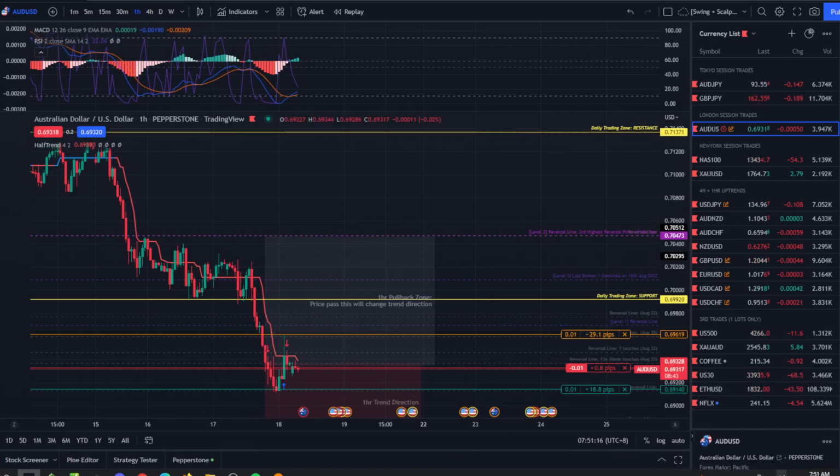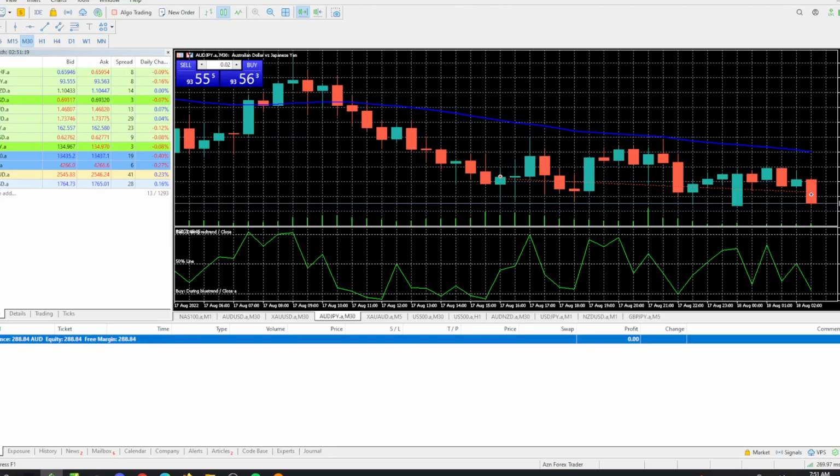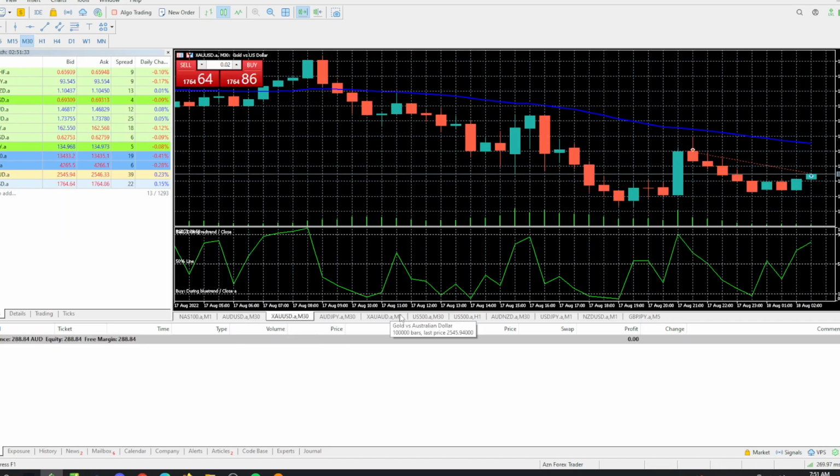But I'm just going to quickly bring over my trade here. Oh no, it closed out. Huh. Wait, where has it gone? It's completely disappeared. Anyway, if I bring up the gold AUDUSD, you see that I had a trade right here and closed out there. So those were a couple of good pips right there. Easy wins.